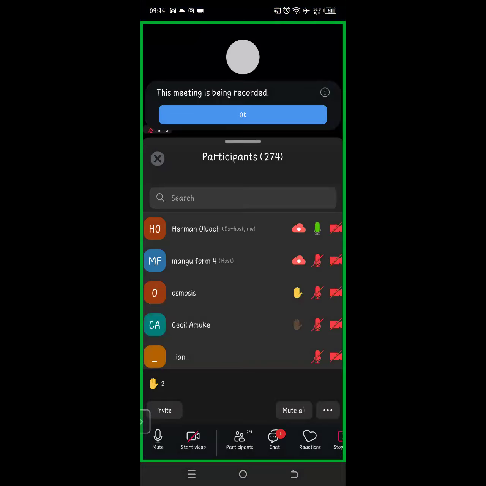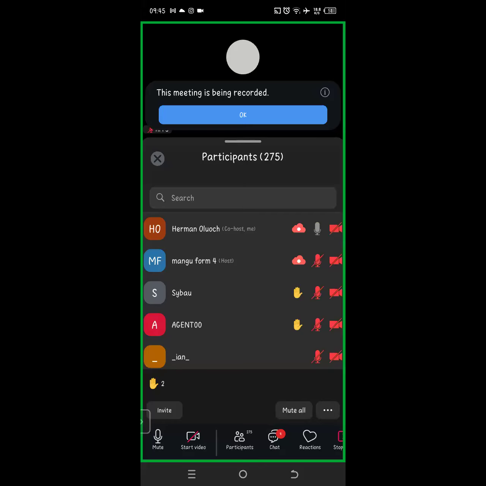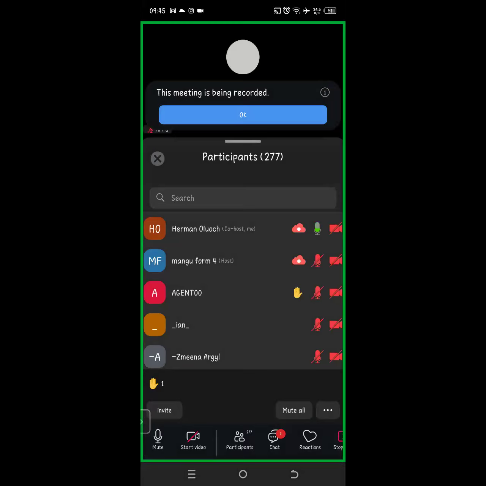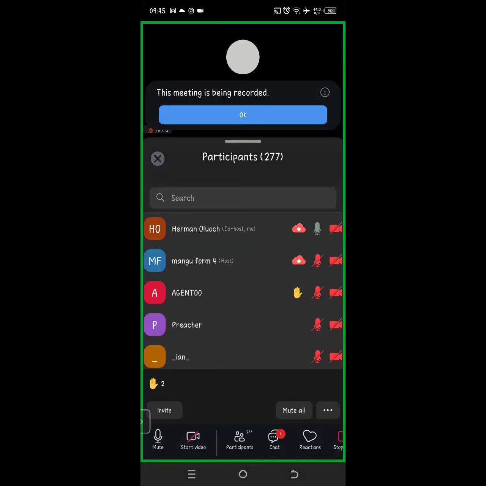Yes, I see someone called Osmosis has raised up their hand, so you can guide us through. You can unmute and speak. He doesn't want to speak. Yes, Sibau, can you unmute and speak? They are going again. Yes, we have Argento. Argento, can you unmute and speak? You can please unmute and speak.